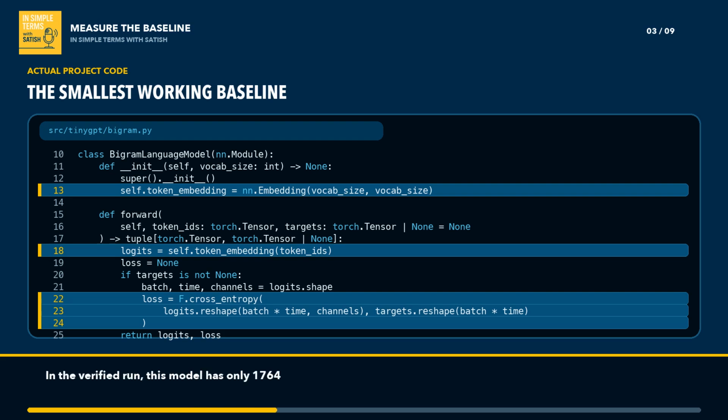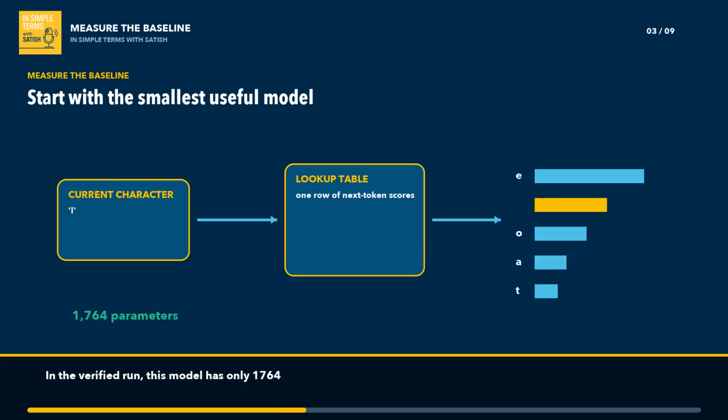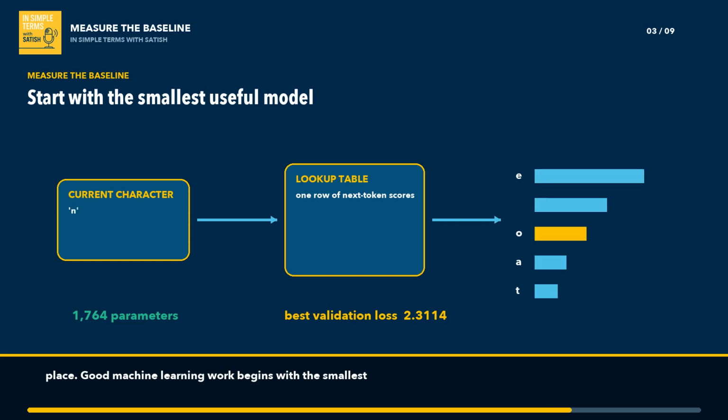In the verified run, this model has only 1764 parameters. Its best validation loss is about 2.31. That is much better than random guessing, but its samples still look like broken fragments. This is useful evidence, not failure. We have isolated the limitation. One character is not enough context. If a more complex transformer cannot beat this score, we know the added machinery has not earned its place. Good machine learning work begins with the smallest comparison that can expose progress and mistakes. The baseline has now shown us the next requirement. The model needs more context, which is the job of attention.